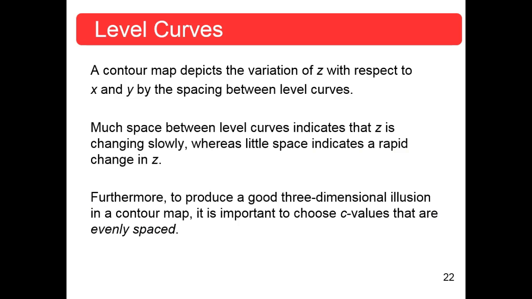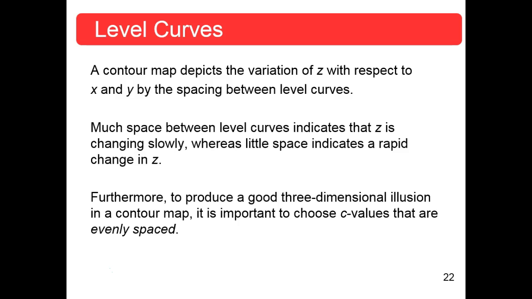All right. The contour map depicts the variation in Z with respect to X and Y. Much space between the level curves indicates that Z is changing very slowly, whereas very little space indicates a very rapid change in Z. Hang on to all these concepts because they're going to come back and help us in the future.